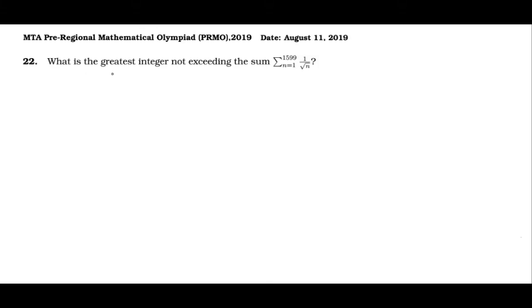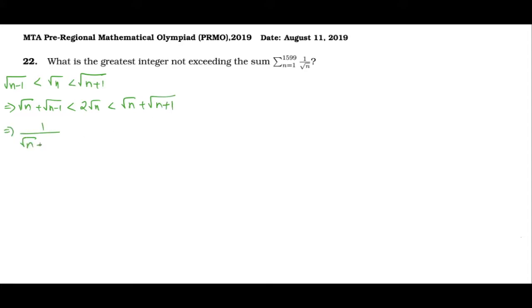Question number 22. What is the greatest integer not exceeding the sum, sigma 1 by root n, where n varies from 1 to 1599? The number root n lies between root of n minus 1 and root of n plus 1. If we add root n, we get root n plus root n minus 1 less than 2 root n less than root n plus root n plus 1. If we take a reciprocal, we get 1 by root n plus 1 less than 1 by 2 root n less than 1 by root n plus root n minus 1.